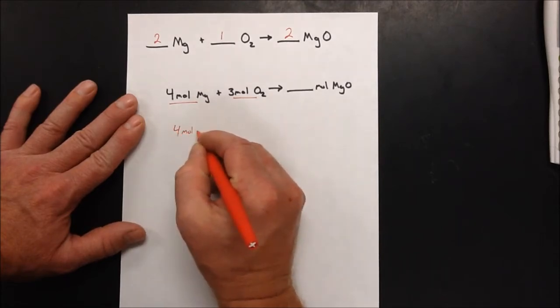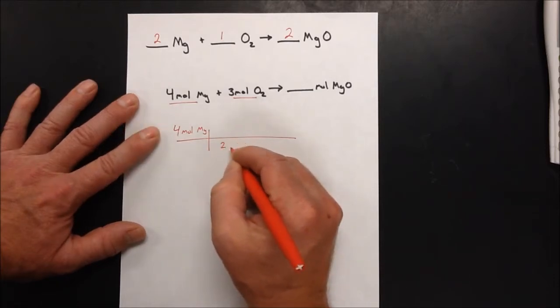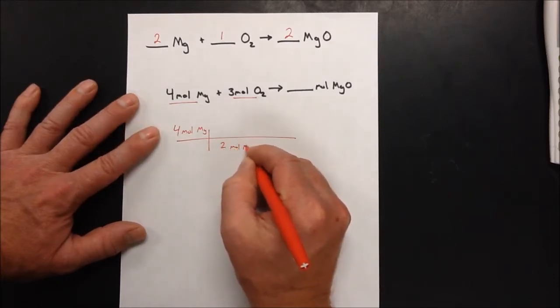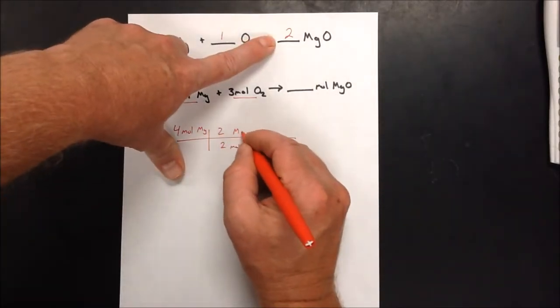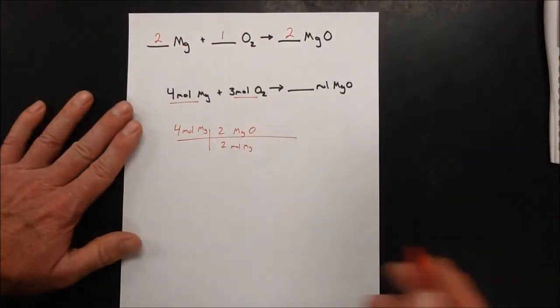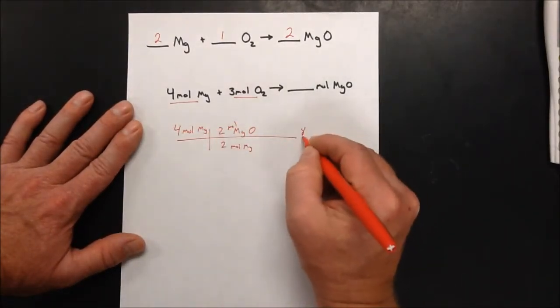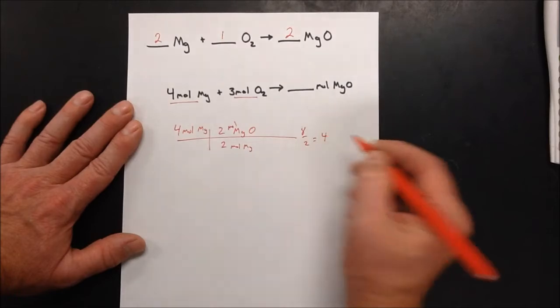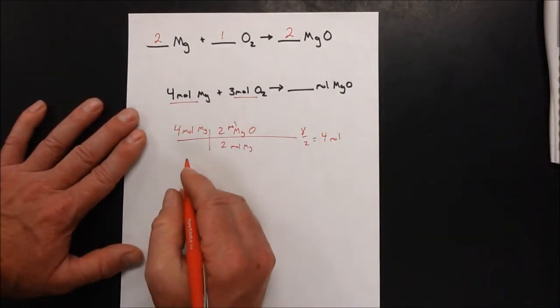We take our given 4 moles of magnesium, 2 moles of magnesium in this ratio will give me 2 moles of magnesium oxide, and I could reduce that ratio down to 1-to-1. 4 times 2, 8 on top, over 2 is 4. So that's going to give me 4 moles of magnesium oxide. Let's look at the second one.